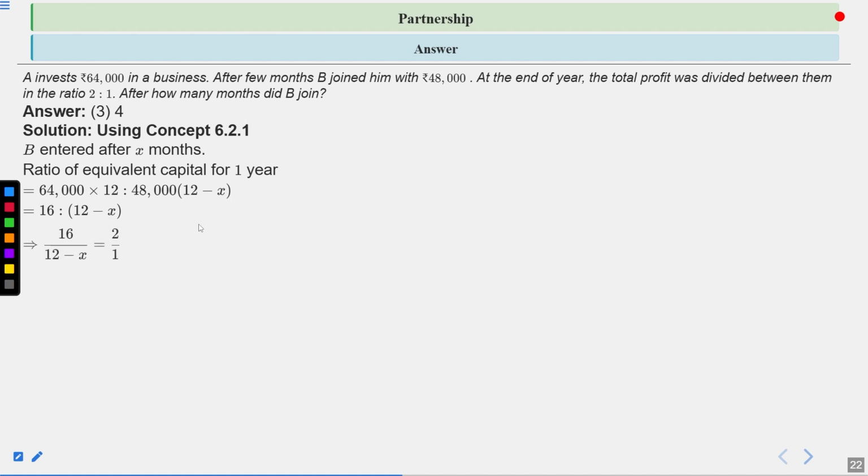Now we have this ratio which is equal to 2:1. So we can equate it. Now 16 upon 12 minus X is equal to 2 upon 1. So we can calculate the value of X, which is 4 months. So the third one is the correct answer of this question. Next one.